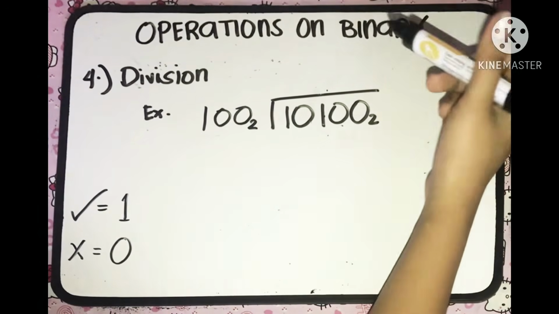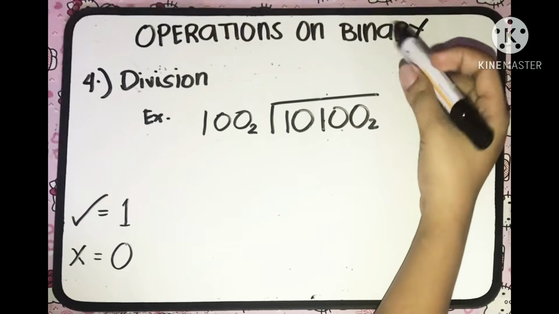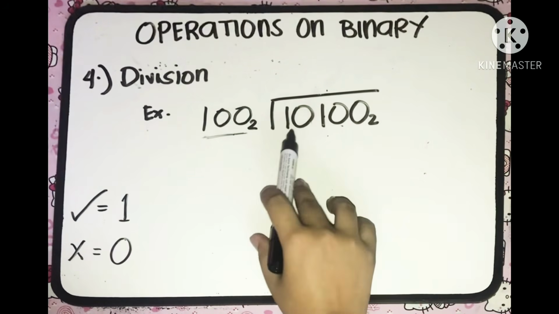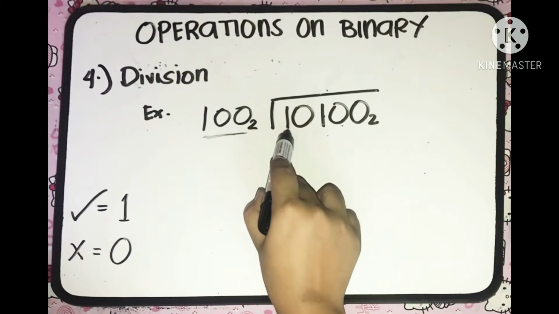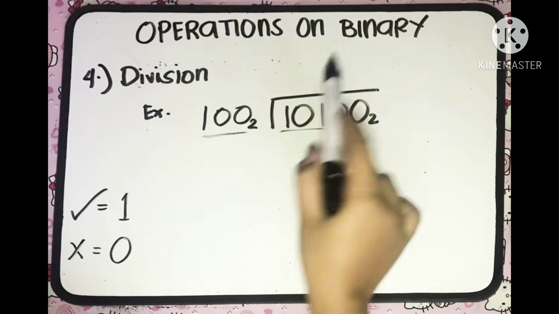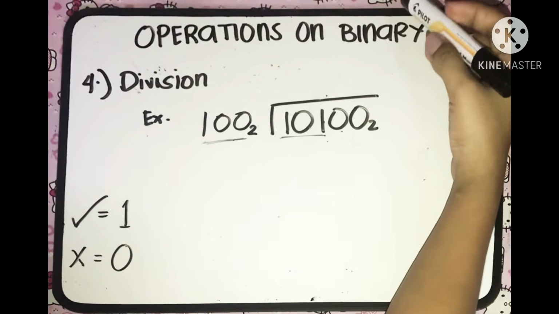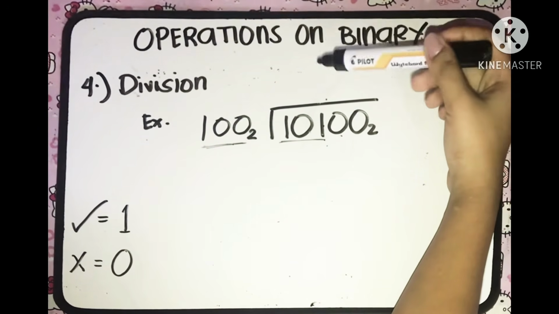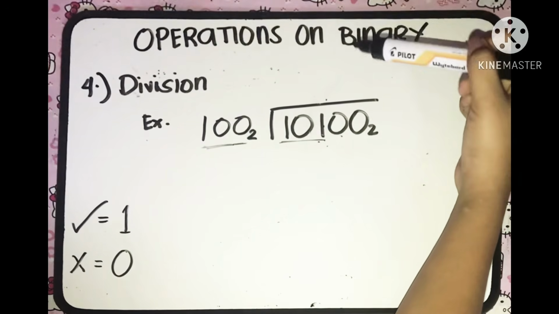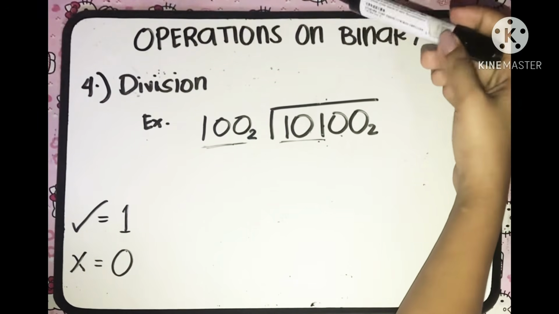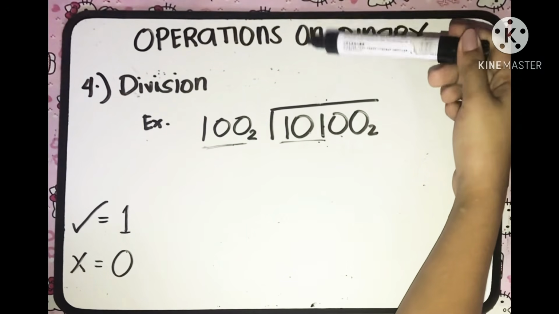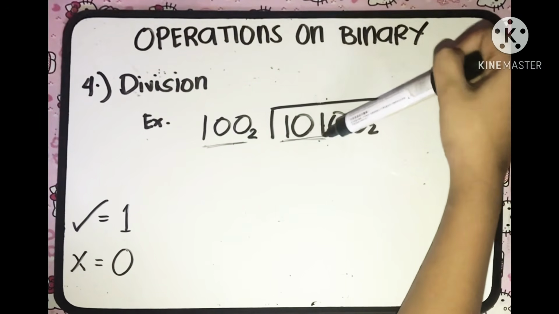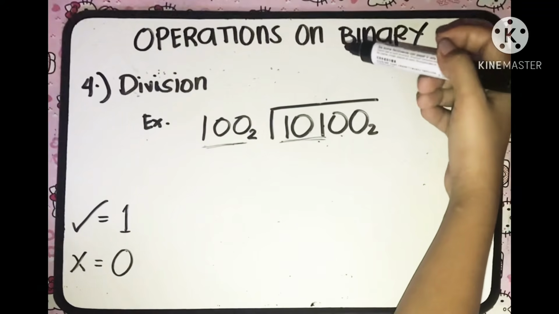So, let's first count how many bits do we have in the divisor. So, we have 3 bits. So, magka-count din tayo ng 3 bits dito sa dividend. So, 3 bits. And then, diyan muna tayo magfo-focus. Yun muna yung ipag-divide natin. And then, ganito, we are going to read these binary numbers as decimal. So, sa divisor natin, meron tayong 100. And then, dito sa dividend, meron tayong 101. So, focus muna tayo doon sa tinake natin na 3 bits.